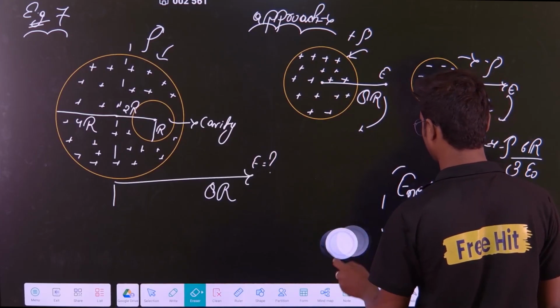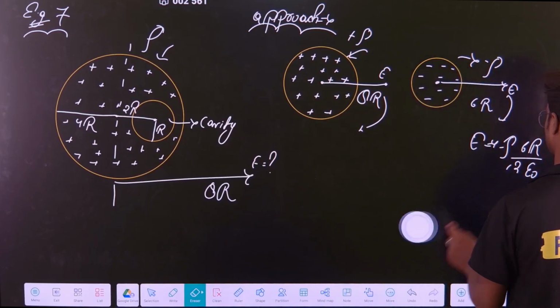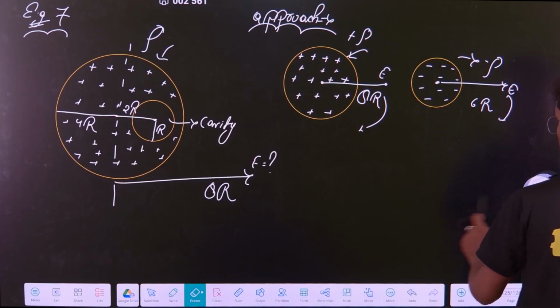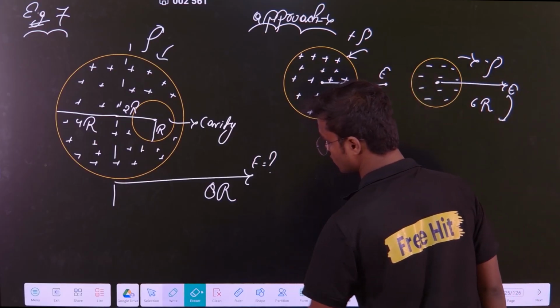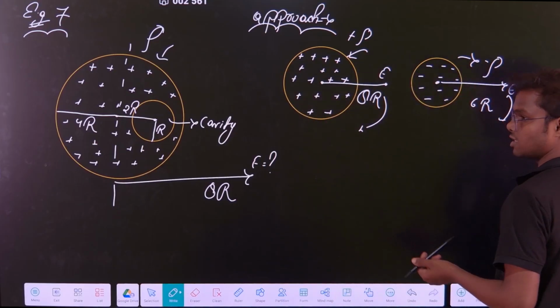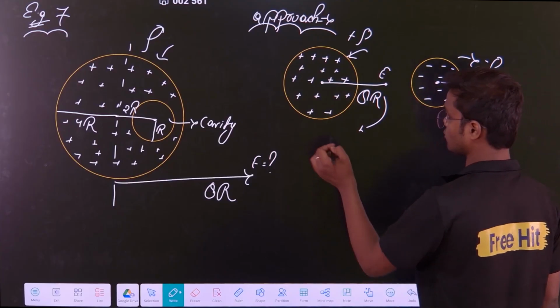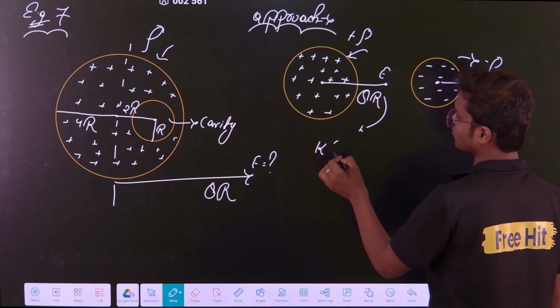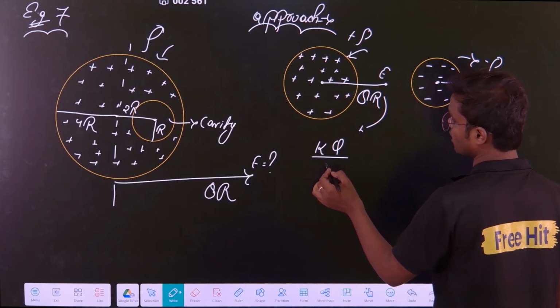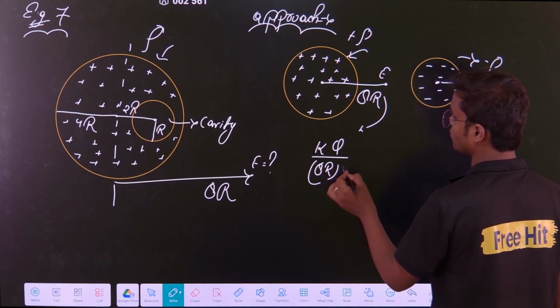We have applied the wrong formula here. Everything is correct, just the formula is wrong. Okay, other things are correct. The approach is correct. See, what is the electric field outside? It is kq by r square. So what is the electric field here? kq by r square, where r means 8r whole square.